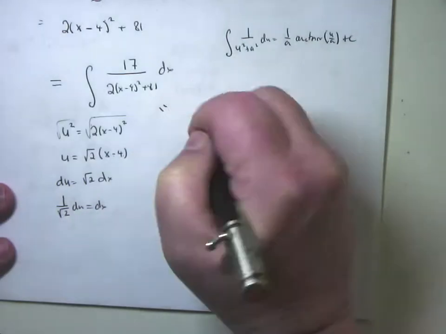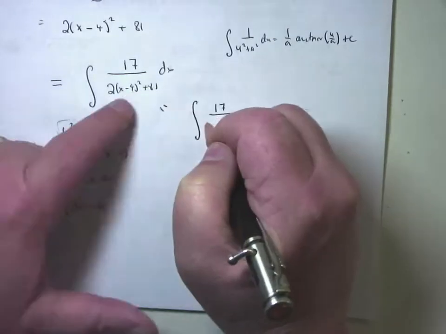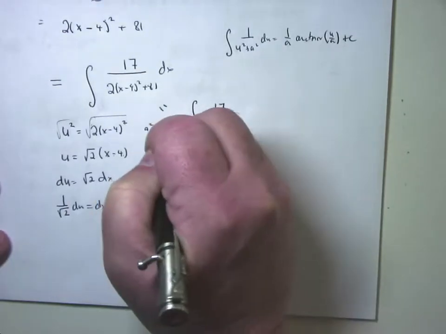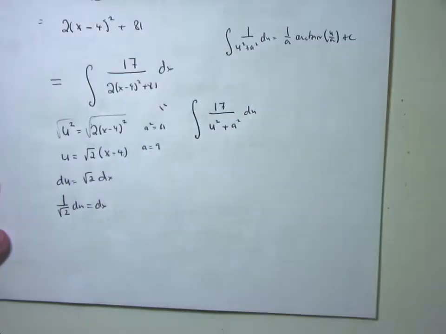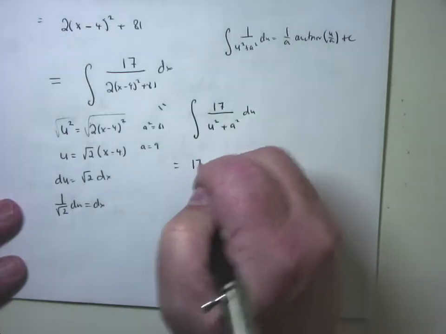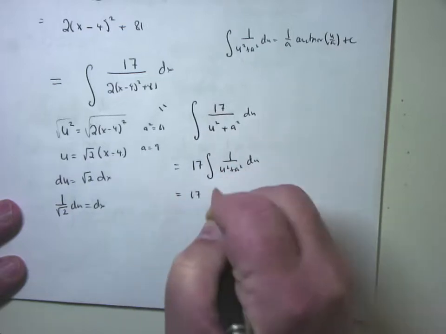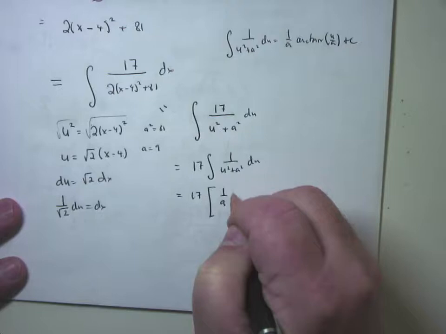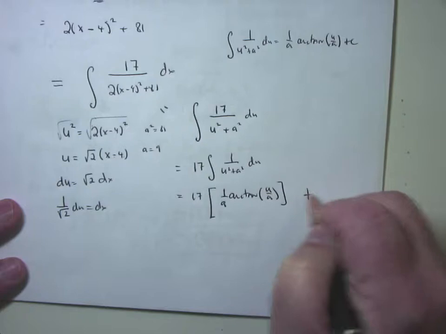I'm going to substitute. This is the integral. 17 is a constant. It holds over. Over the 2 times x minus 4 squared was the u squared plus the a squared is equal to 81, making a equal to 9. So this will be plus a squared du. Where do constants get to go? Out front. So this turned into 17 times integral of 1 over u squared plus a squared du. This makes it 17 times the formula we have memorized for integrating 1 over u squared plus a squared du, which is 1 over a arctangent of u over a. Close your bracket there, and then 1 big old plus c.